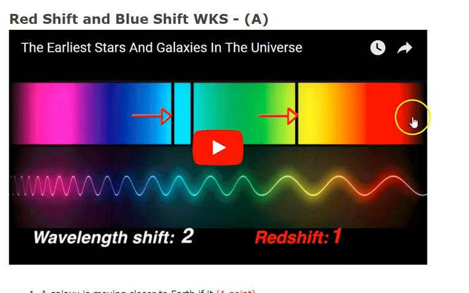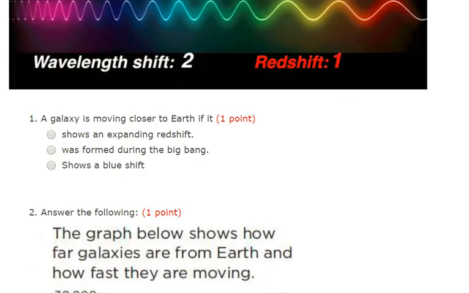Redshift and Blueshift worksheet type A. Question number 1. A galaxy is moving closer to Earth if it is what? Shows an expanding redshift, was formed during the Big Bang, shows a blueshift.